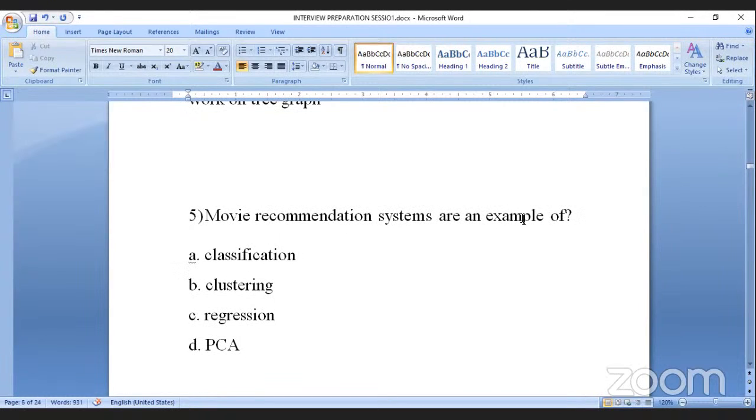So movie recommendation systems are an example of classification, clustering, regression, or PCA. There is always confusion in this area, that is movie recommendation. So what does this actually relate to, classification or clustering? Okay, thank you, Arjun. Thanks for understanding. Friends, answer for the fifth question, please. PCA, very, very good try. Others?